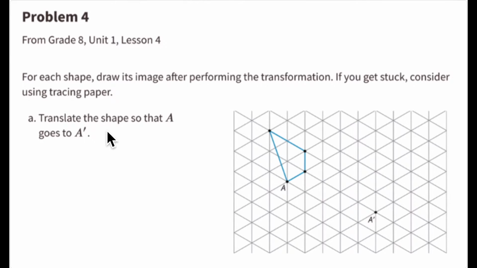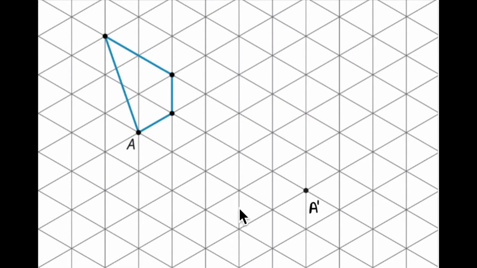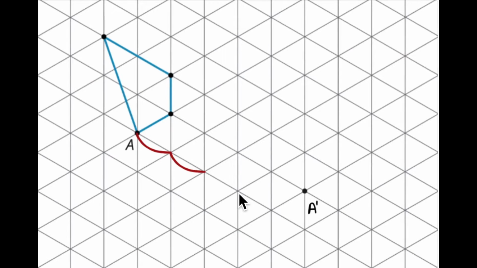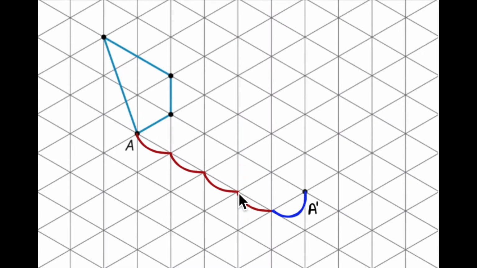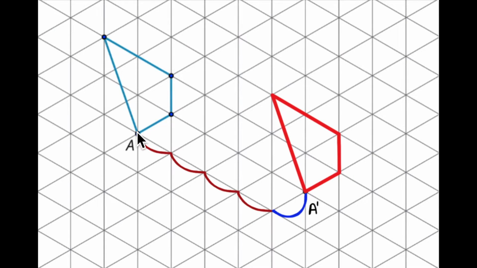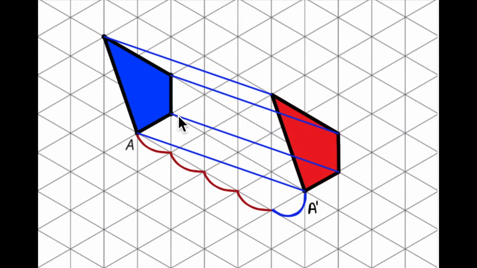So for A, translate the shape so that A goes to A prime. So this shape, A goes to A prime. To translate A to A prime, you could say just move A to A prime in a straight line, which takes all the points of the quadrilateral to its corresponding position after the translation. So move A to A prime, takes all of the points to their corresponding positions in the image of this first quadrilateral.